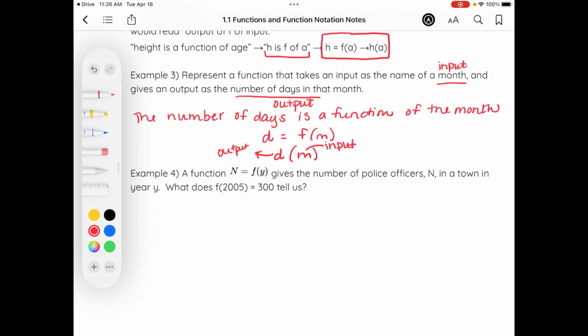Keeping that same idea in mind, a function n equals f of y gives the number of police officers, n, in a town in a specific year, y. What does f of 2005 equals 300 tell us? Well, 2005 is the input, and the input gives us the year. So the year is 2005. This gives us n, and n represents the number of police officers, which is 300. Thus, we could say that in 2005, there were 300 police officers.